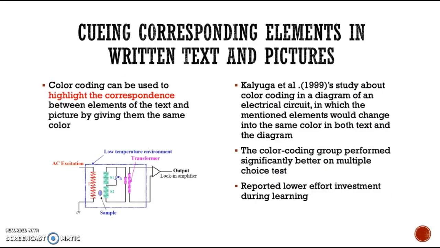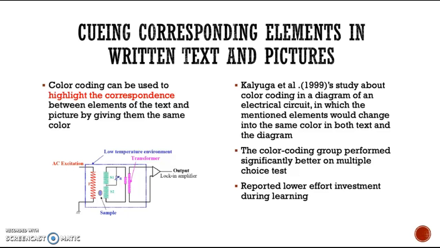The third type, or the last type, is cueing corresponding elements in written text and pictures. Color coding can be used to highlight the correspondence between elements of text and a picture by giving them the same color. In a 1999 study by Kalyuga et al., they used color coding in a diagram of an electric circuit. So when learners click on a step in the text, the mentioned elements would change into the same color in both text and the diagram.